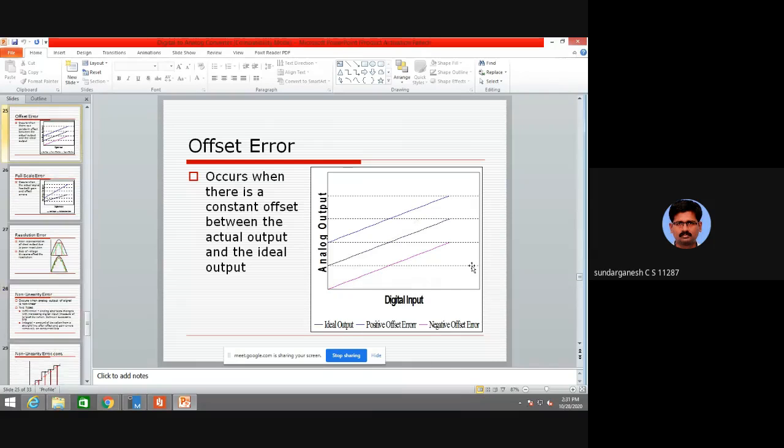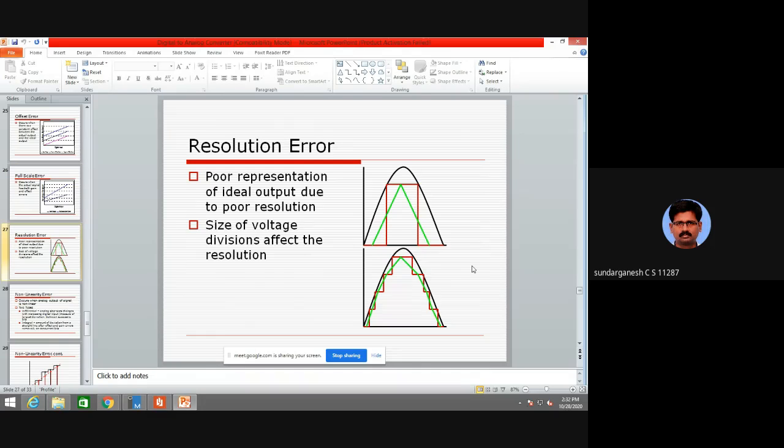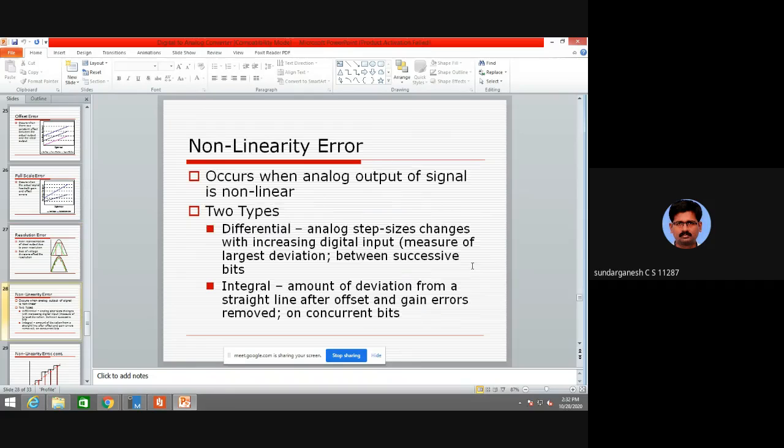Offset error means for every input, the output changes by a particular level; that is known as offset. For full scale error, the output is different from the expected one, and then it is a full scale error. The resolution error is a poor representation of the ideal output. The size of the voltage divisions affects the resolution.